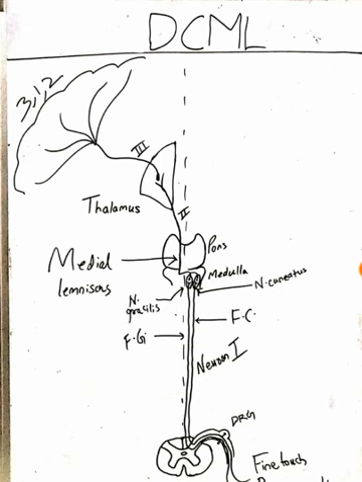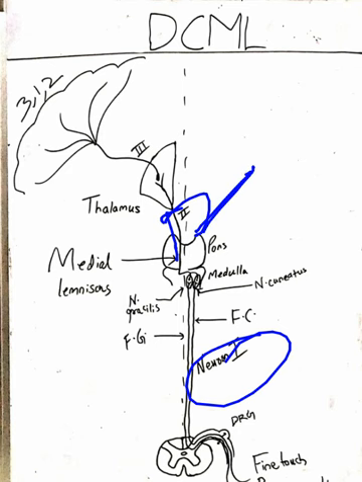And now they travel into the medial lemniscus. This is the medial lemniscus, which has the second order neuron. Remember, this was the first order neuron which synapsed with the nucleus gracilis and nucleus cuneatus, that gave rise to the second order neuron. The second order neuron traveled in the medial lemniscus.